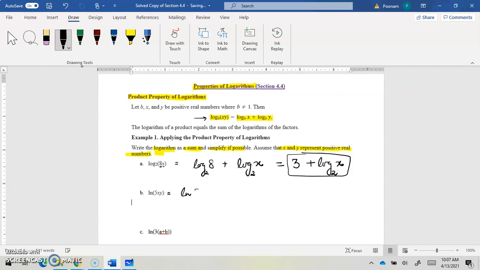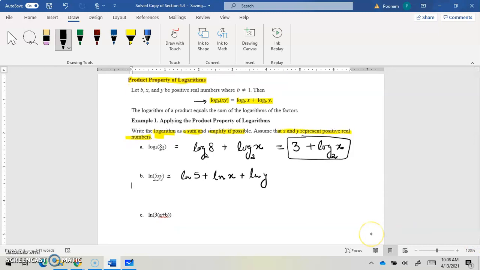So we will say natural log of 5. This is a product of three numbers, 5 times x times y. So we will have natural log of 5 plus natural log of x plus natural log of y. Log of product converts to sum of the logs. We can't really simplify anything. At the max, you can find natural log of 5 from the calculator. So you have to check in the questions whether they are asking you to find it or just leave it at this. Next we have natural log of 3 times a plus b.